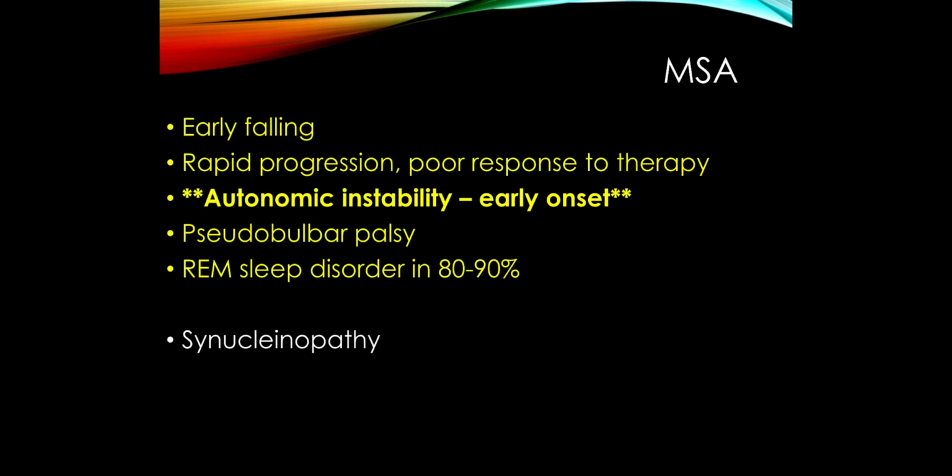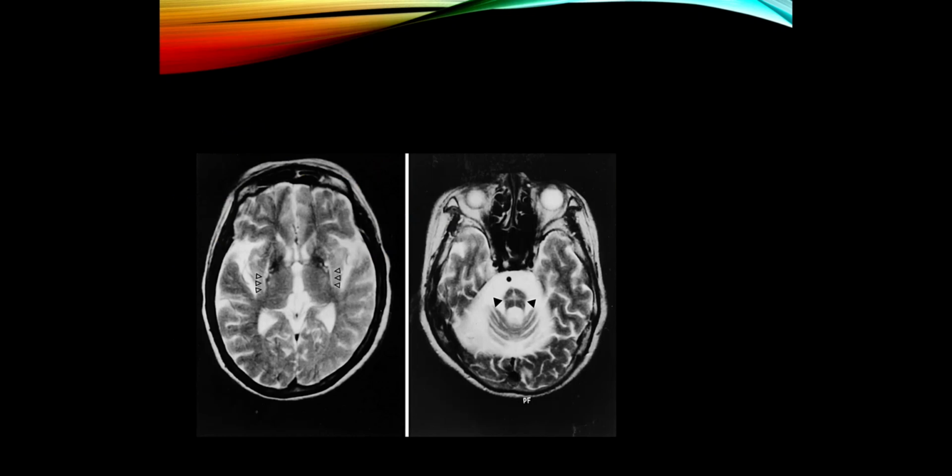There's a lot of overlap with PSP. These patients also have pseudobulbar palsy. Okay, and remember, this is a synucleinopathy, just like Parkinson's disease. And so these patients also have REM sleep behavior disorder. It's even more common in MSA than it is in Parkinson's disease. So again, ask about sleep, ask the spouse about sleep.